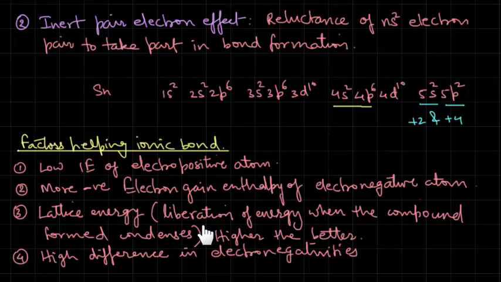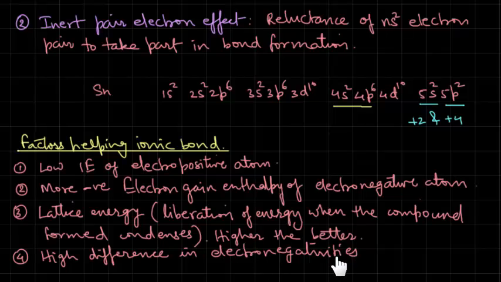Third, lattice energy. It's the liberation of energy when the compound formed condenses. So what happens is when the ionic bond is formed, it might be in a liquid or gaseous state, but eventually when it condenses and forms crystals, some energy is released. The higher the energy released, the more stable it is, and therefore it will be easier to form the ionic bond.